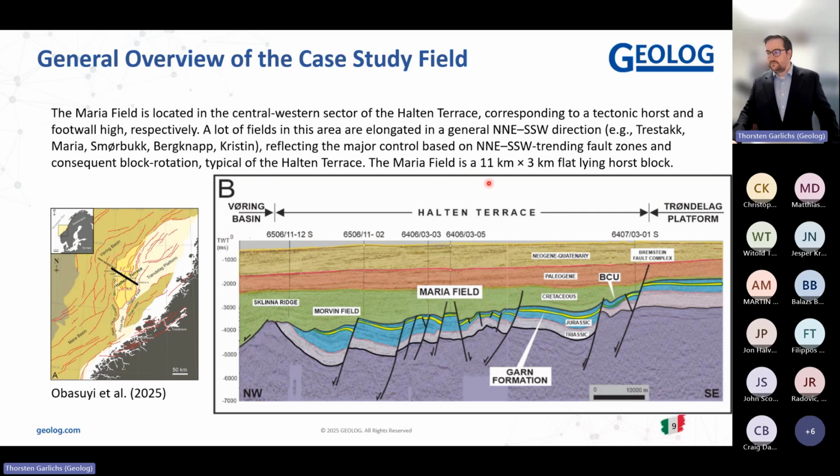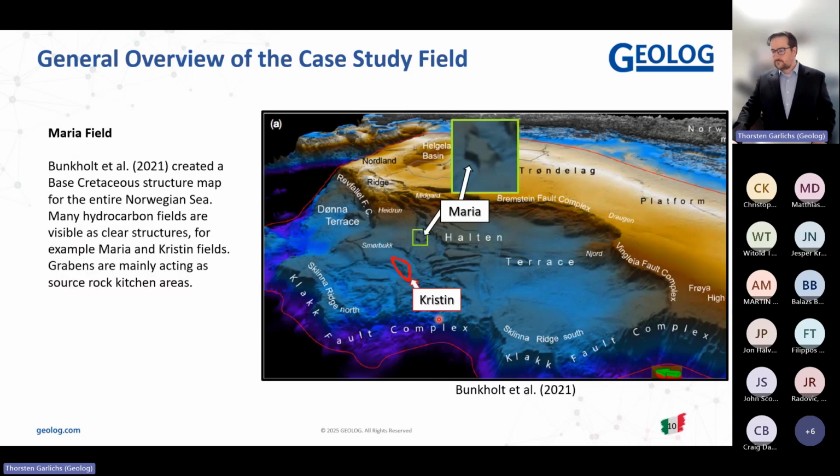The Maria field itself is a quite flat lying horst block, 11 kilometers by 3 kilometers, and you see that here, this is quite flat in the area. There was another nice publication from Bunkert et al. They published a very regional base Cretaceous structure map. Here you see again the quite flat structure of the Maria field. It is very prominent, the horst block coming out, and here's a potential connection towards the south to the Trestak field. The Christine field is somewhere here next to Maria field.